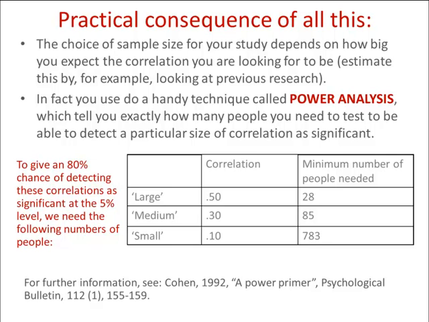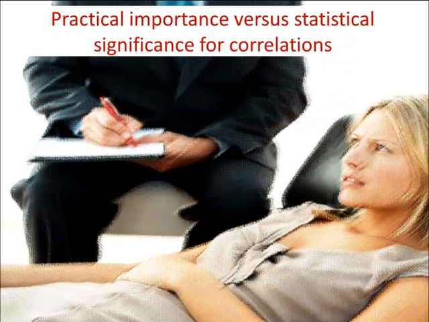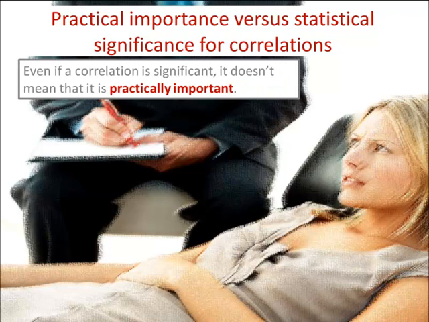Another issue I want to cover is the difference between the practical importance of a correlation size as opposed to its statistical significance. So essentially I can get a correlation and it could be statistically significant. That doesn't actually mean it's necessarily an important correlation. I'll give you an example of what I mean by this.